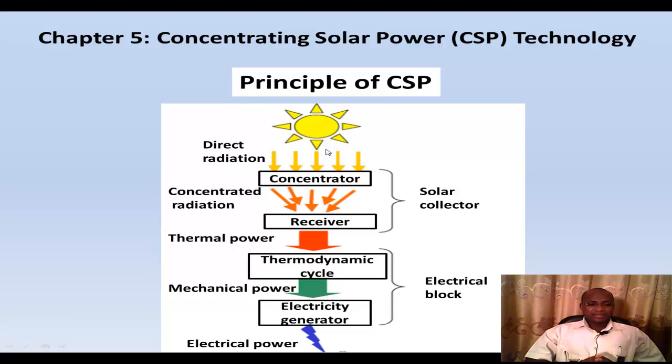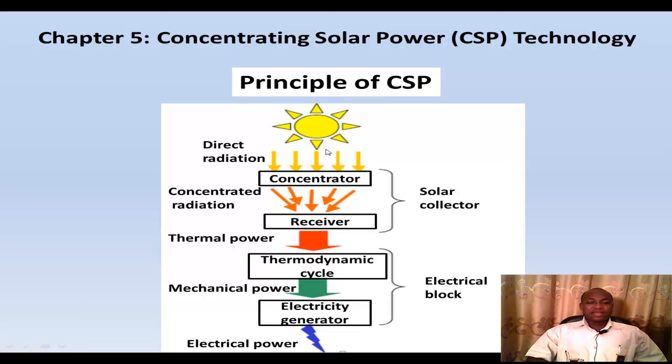Another main difference is the thermal power. With this thermal power, we have several applications. We can either produce heat or cold at this level, or you can use this heat in a thermodynamic cycle for electricity generation, with a steam turbine or gas turbine or combined cycle, etc., to have a good efficiency of your electrical block.